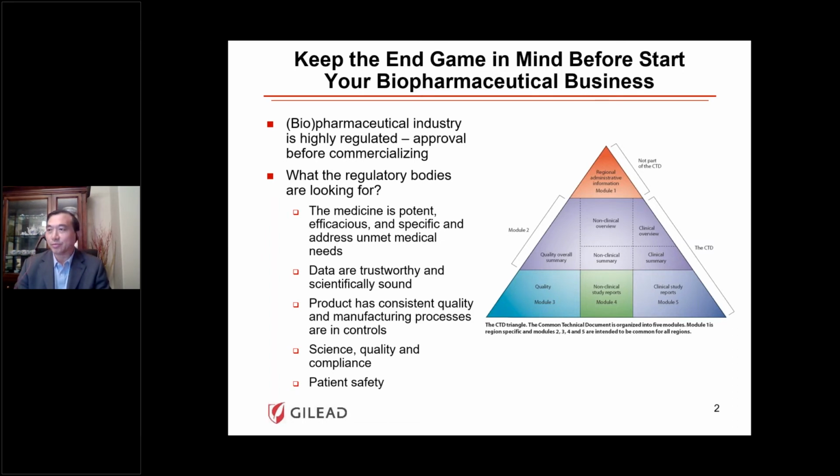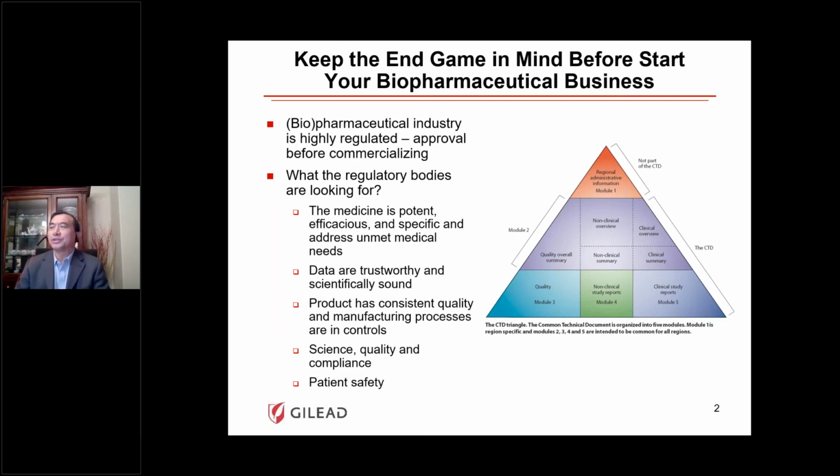You have to make sure you prove you have a product that is really, the data are really high quality. And the evidence that you can manufacture the product as well as the drug substances with consistent quality, and the manufacturing processes are in excellent control. So that's the evidence they are looking for when you submit your product for approval.